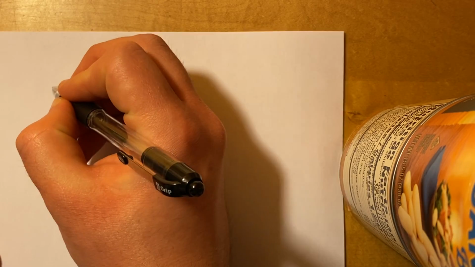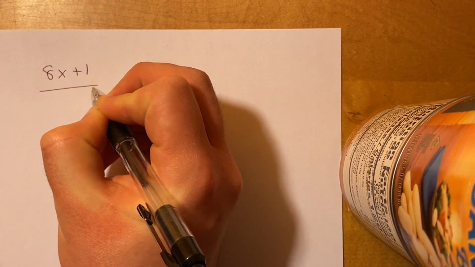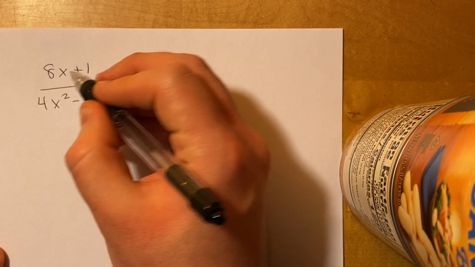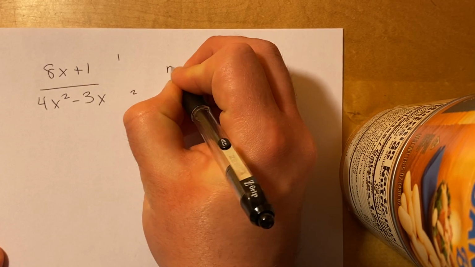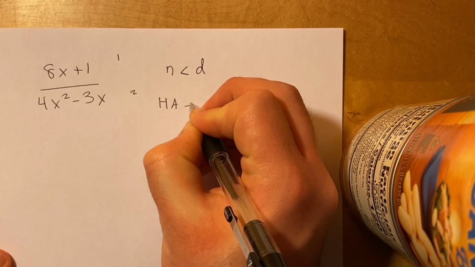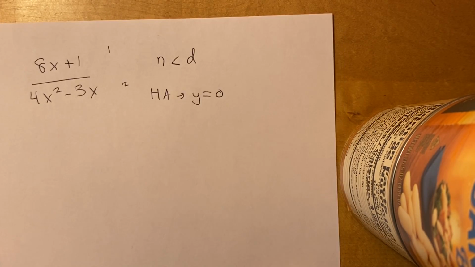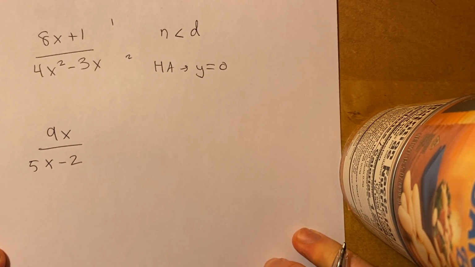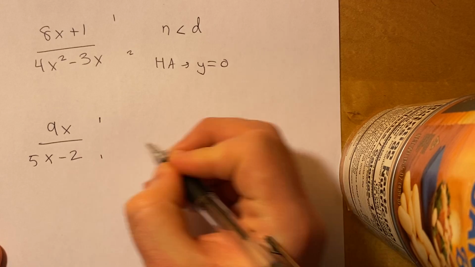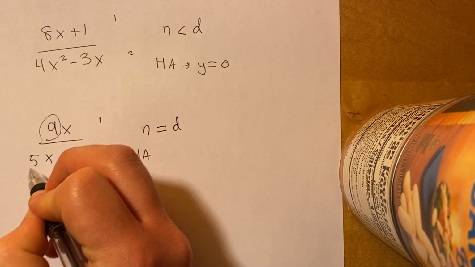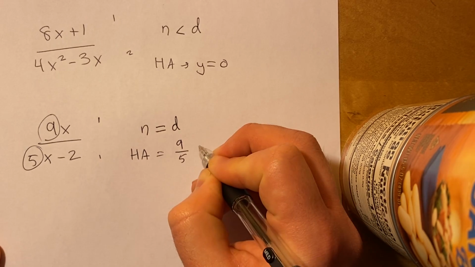The first example is 8x plus 1 over 4x squared minus 3x. The degree of the top is 1 and the degree of the bottom is 2. That means the numerator degree is less than the denominator, so we have a horizontal asymptote at y equals 0. For the next one, we have 9x over 5x minus 2. The degree of each is 1, so the degrees are equal. The horizontal asymptote is 9 over 5, so y equals 9 over 5.